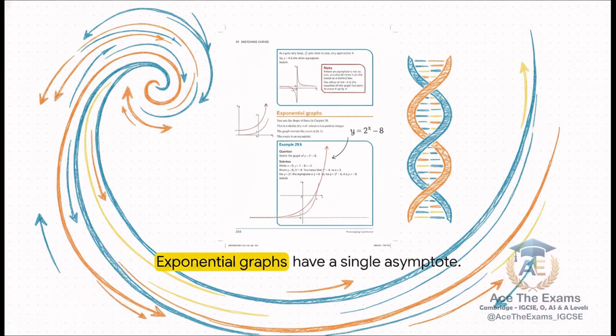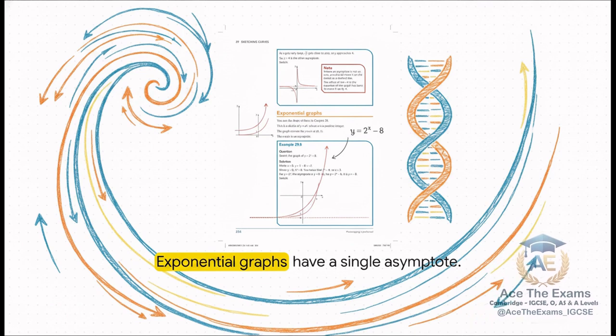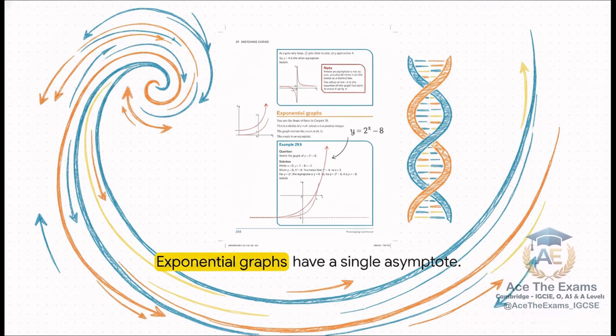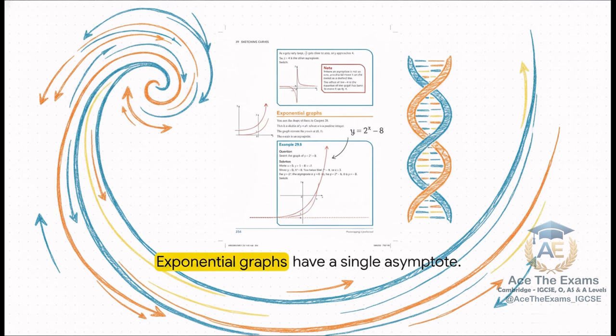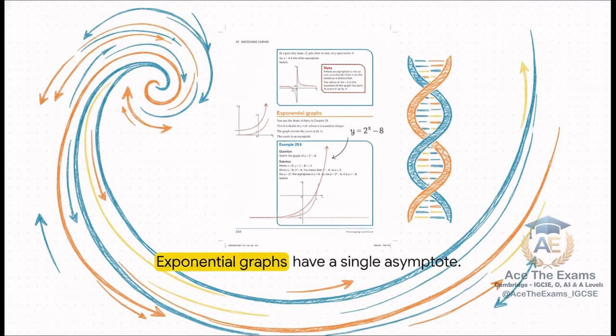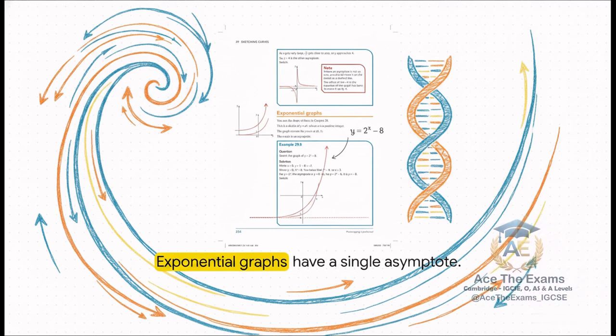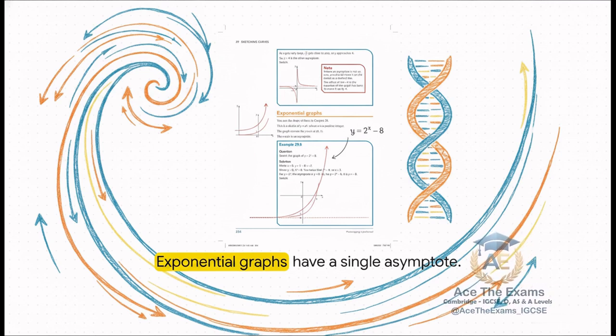This is the exponential family. Unlike the shattered reciprocal, this is a single continuous curve of massive, rapid growth. Apply your PEL framework immediately. What's your evidence? Find the y-intercept. Set x to 0. 2 to the power of 0 is 1. 1 minus 8 is -7. Your curve crosses the y-axis at -7.